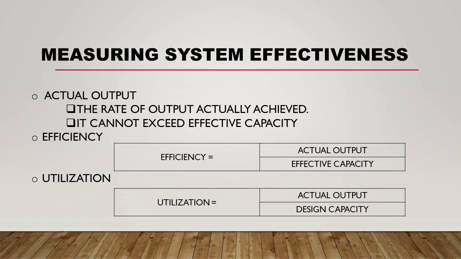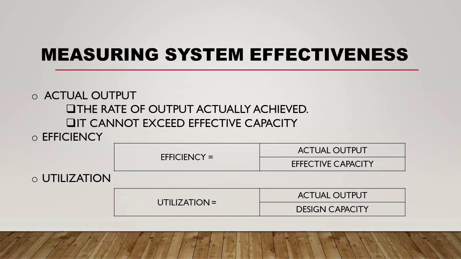Next is measuring system effectiveness. Here, actual output is the rate of output actually achieved, while the maximum capacity is what the machine can produce. So actual output cannot exceed the effective capacity. You know why? Because it is the maximum capacity of the machines, or the only number the machines can produce in order to be effective in a real world situation.